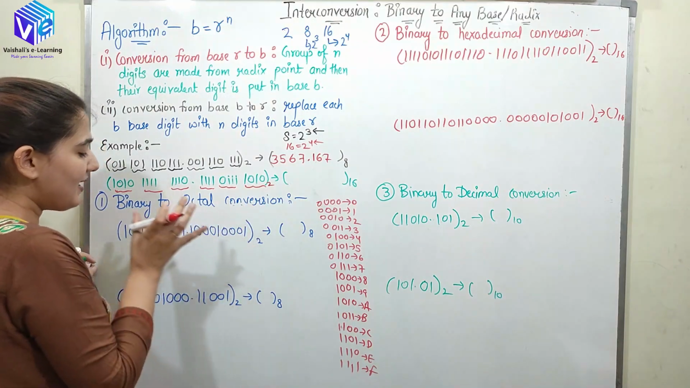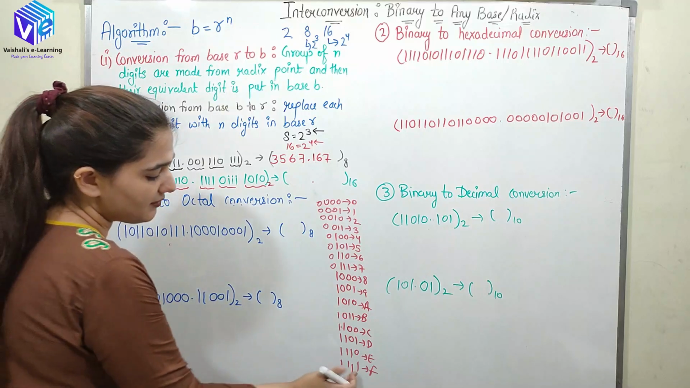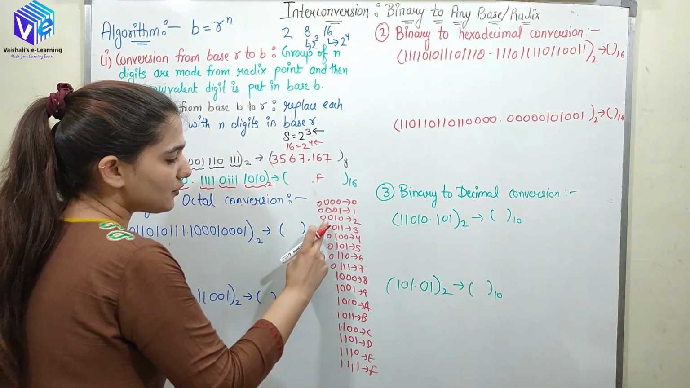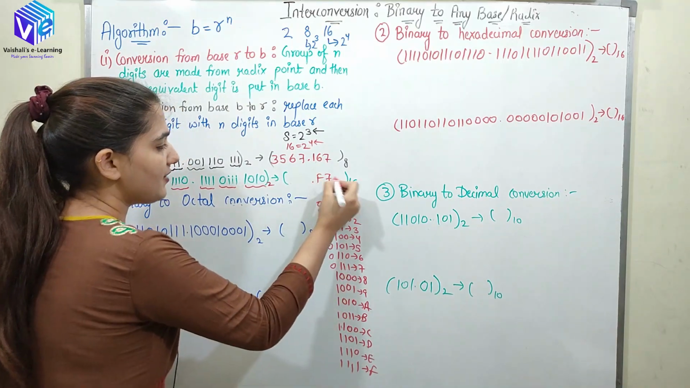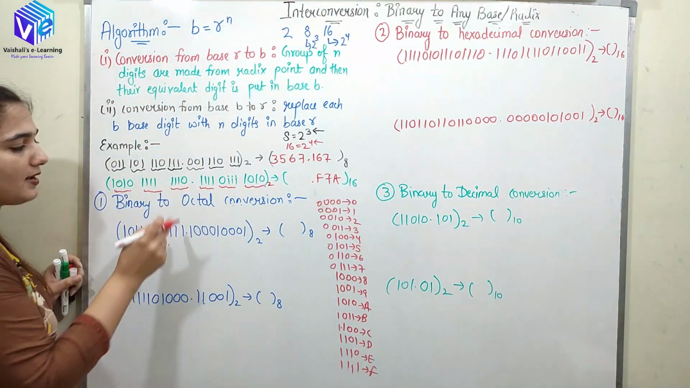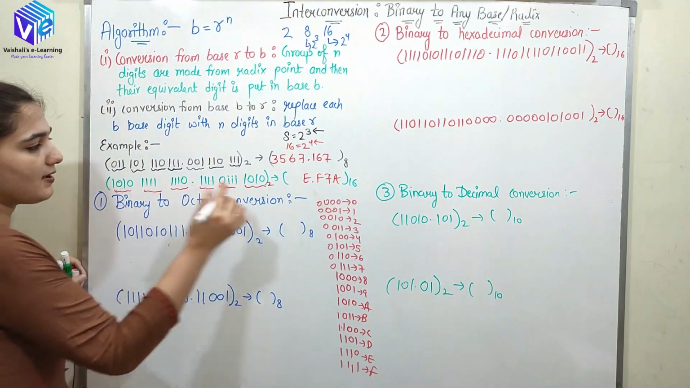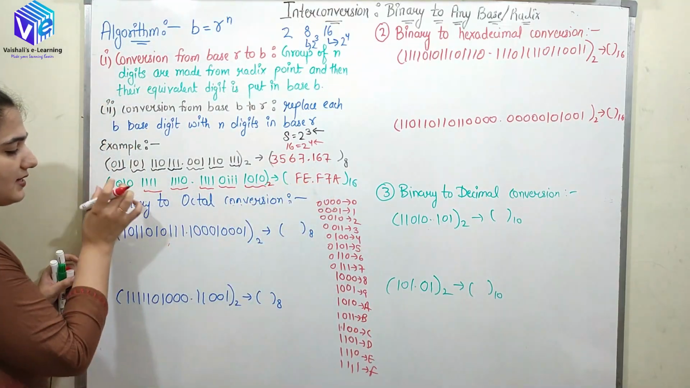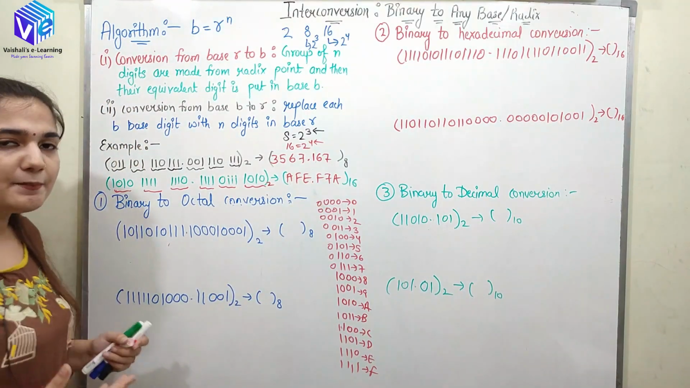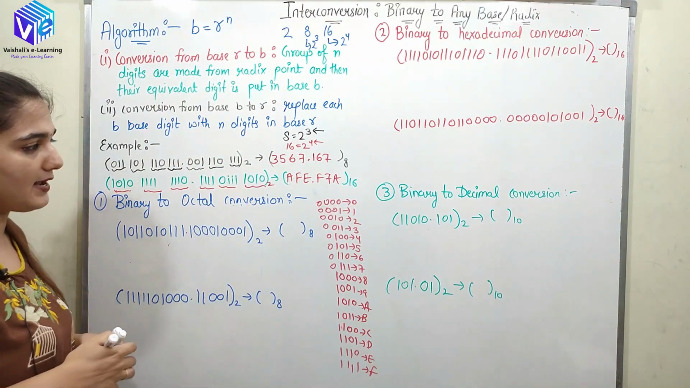So now here in this conversion, let's see, after the decimal point we have 1, 1, 1, 1 which is representing F. Then we have 0, 1, 1, 1 which is representing 7, and then we have 1, 0, 1, 0 which is representing A. Now here we have 1, 1, 1, 0, which is representing E. Now here we have 1, 1, 1, 1 which was representing F. Then we have 1, 0, 1, 0 which was representing A. So this is how simply I can do the conversion from binary to octal and binary to hexadecimal.